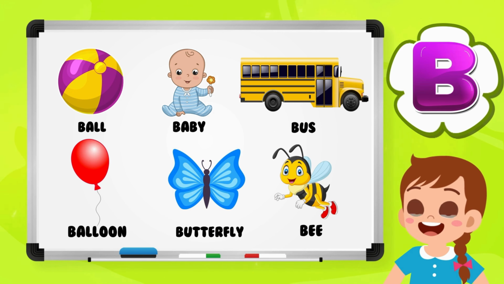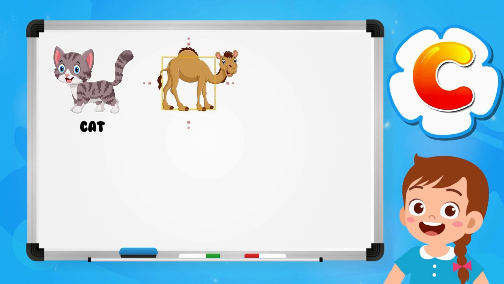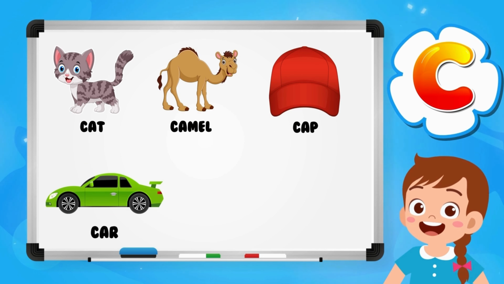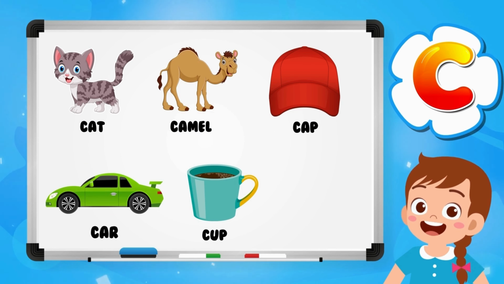C. C is for cat. C is for camel. C is for cap. C is for car. C is for cup. C is for cake.